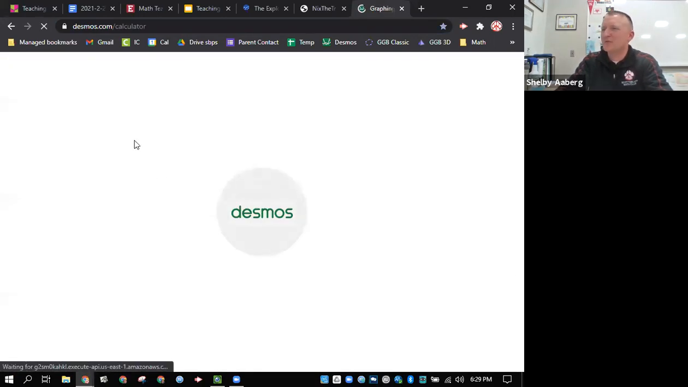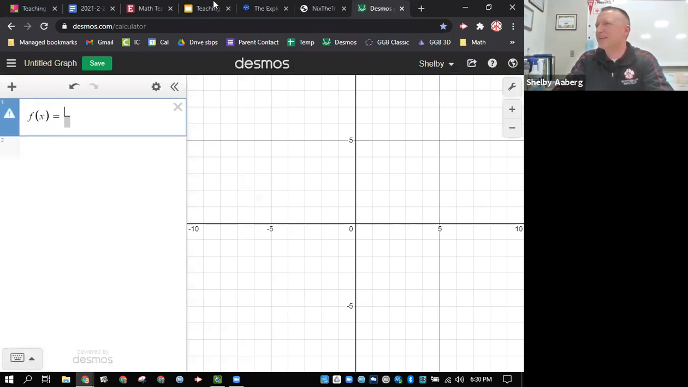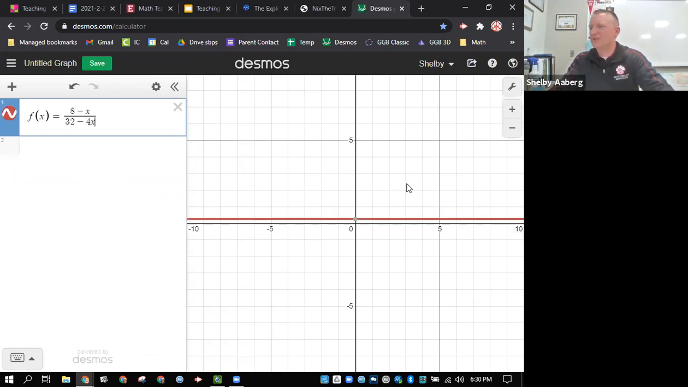Let's learn together. Sure, why not? f of x equals ratio. And I want 8 minus x over 32 minus 4x. And the student says, Mr. Aaberg, why did I get a constant? Why is the value always a 4?